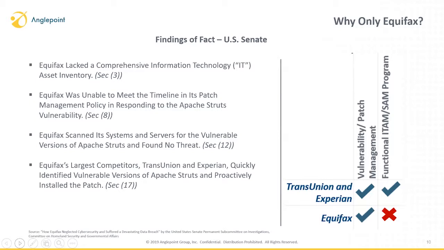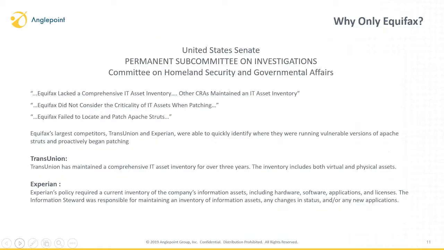And then the last one I want to highlight is finding 17, which is also pretty significant. It says that the other credit reporting agencies were in the same place at the start of the timeline I showed earlier. However, the report attributes an updated IT asset inventory as a major reason that TransUnion and Experian were able to identify the vulnerability in their applications and patch them in a timely manner. So I think that comparison is pretty striking and particularly unfavorable for Equifax compared to their competitors.